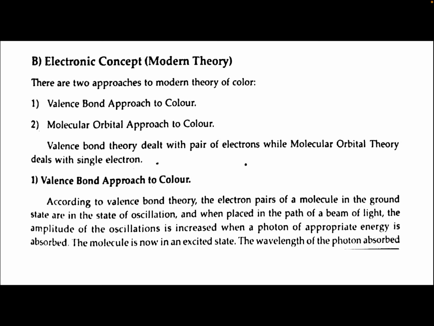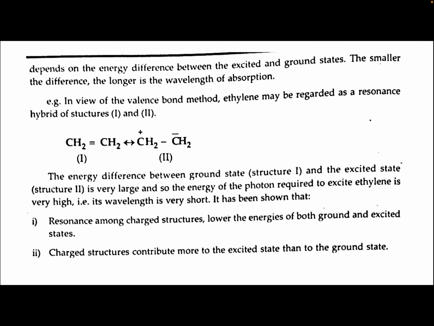According to valence bond theory, the electron pairs of a molecule in the ground state are in a state of oscillation, and when placed in the path of a beam of light, the amplitude of the oscillation is increased when a photon of appropriate energy is absorbed. The molecule is now in an excited state. The wavelength of the photon absorbed depends on the energy difference between the excited and ground state. The smaller the difference, the longer is the wavelength of absorption.